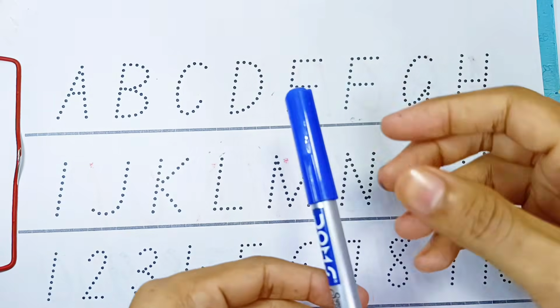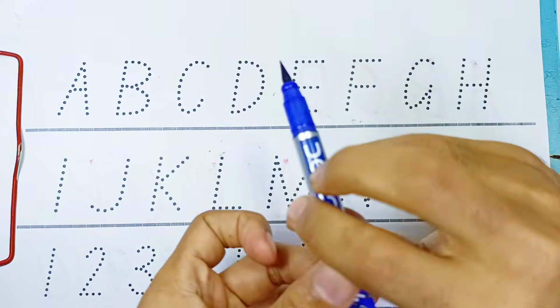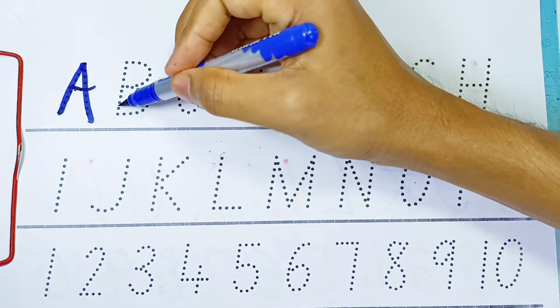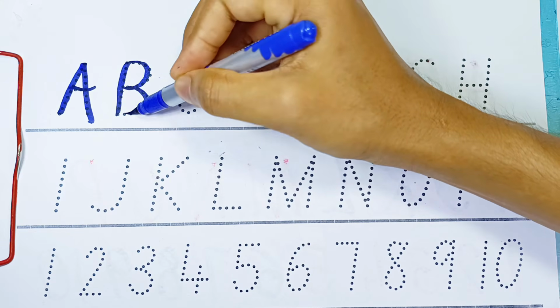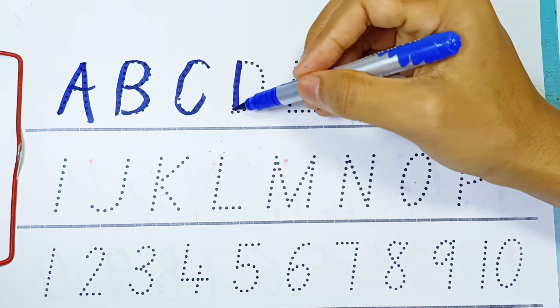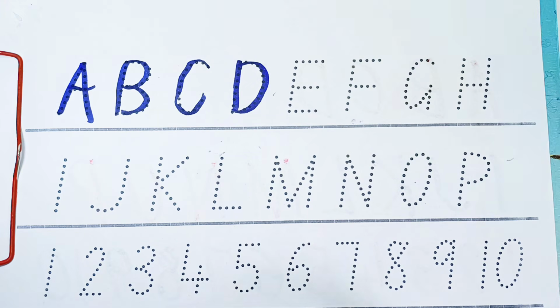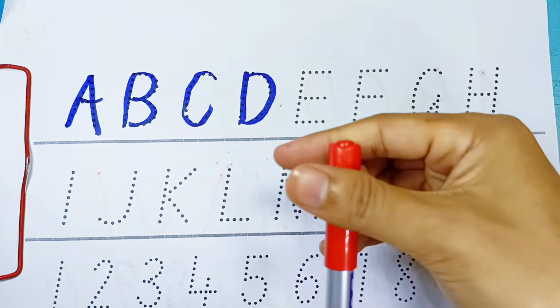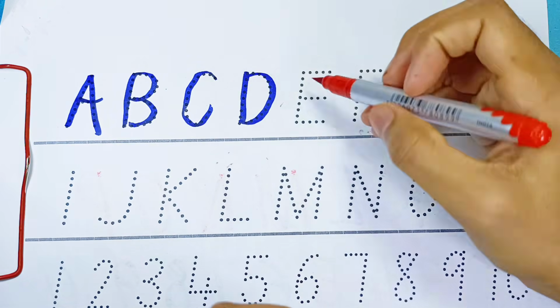First we're using the color of blue. Blue color. And now we're writing A. A for apple. The next one is B. B for ball. C. C for cow. C for cat. D. D for dog.